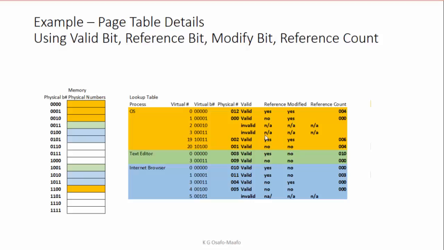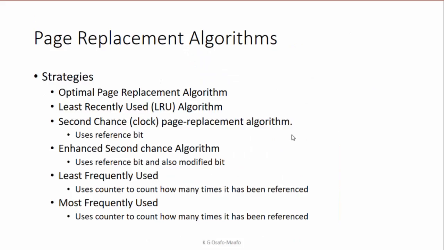And then finally the last one is that it's been referenced and modified, and that is what the enhanced second chance algorithm deals with. That means you use a reference bit and a modified bit. There are also 2 more, least frequently used and most frequently used.